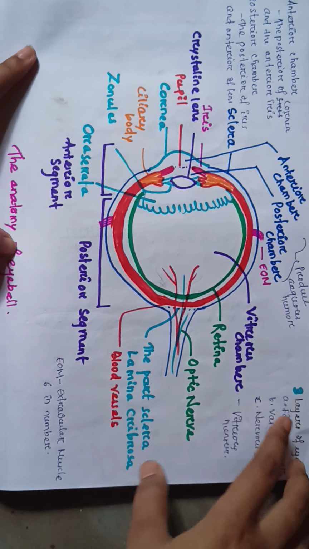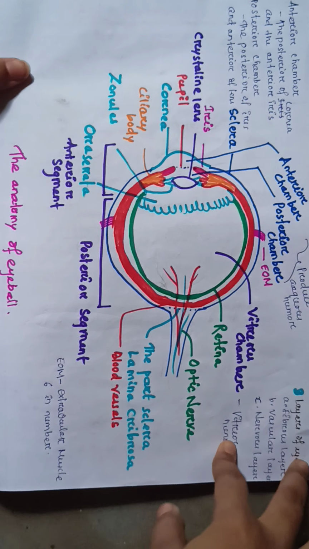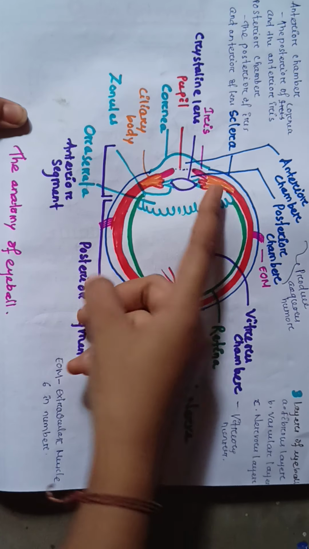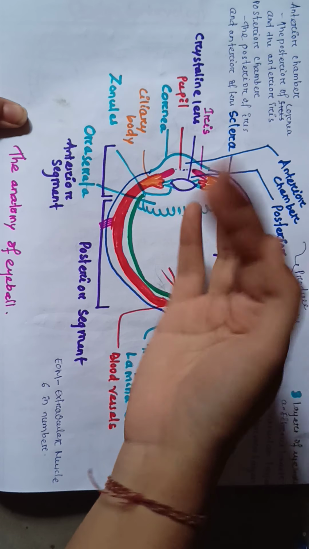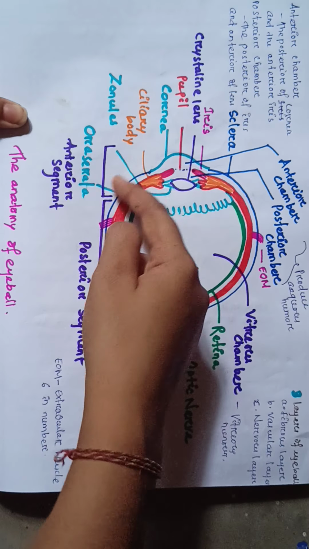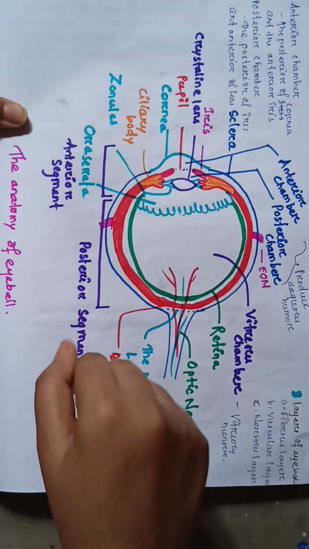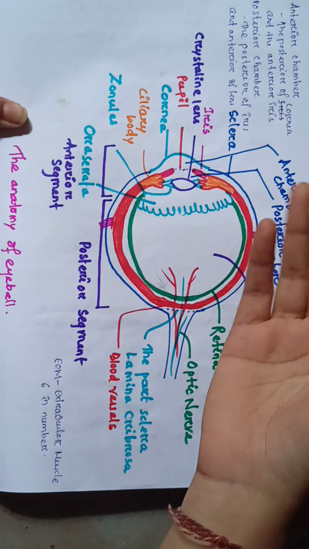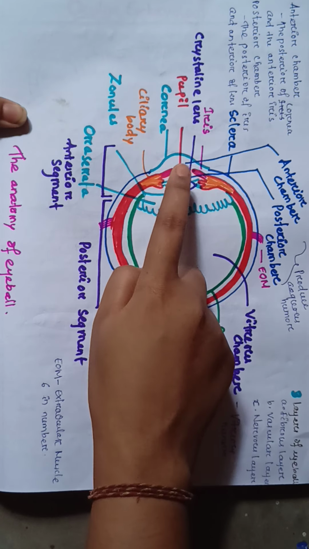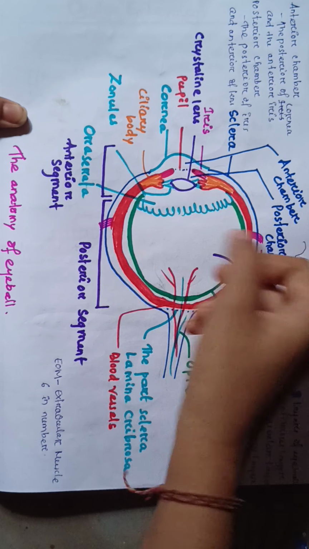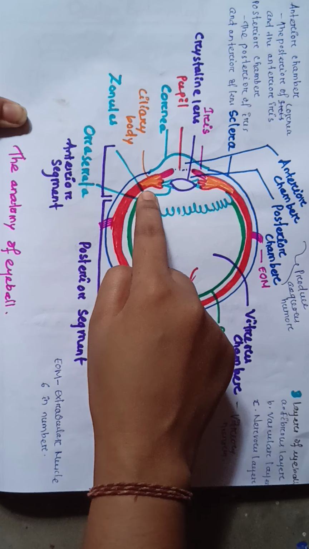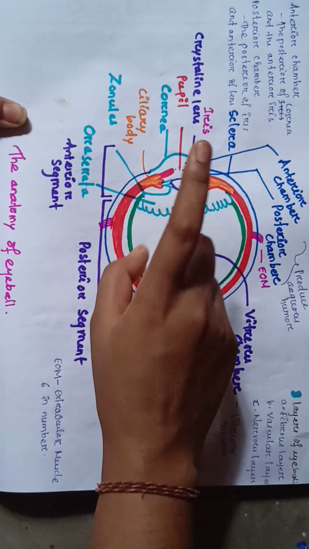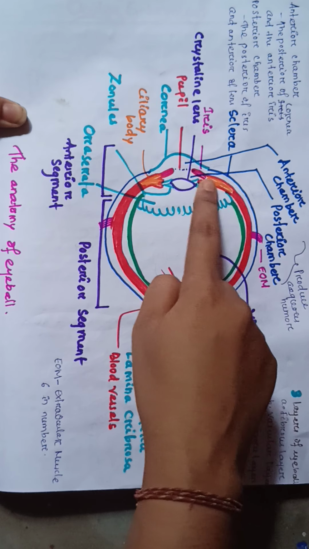I will repeat the diagram and the labelings here. So as we discussed, we have 3 layers. One is the fibrous layer, where the outer 1/6 part, the outermost layer, is our cornea, and the posterior 5/6 part is our sclera. Then we go to the second layer, the vascular layer, which means there will be blood vessels or blood supply. In the vascular layer there will be the iris. Here we can see the iris, and after the iris, here it is the ciliary body. This side and this side is the ciliary body. Then the rest of the part is the choroid.